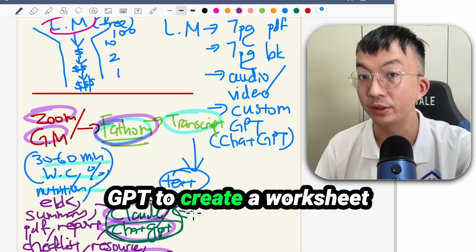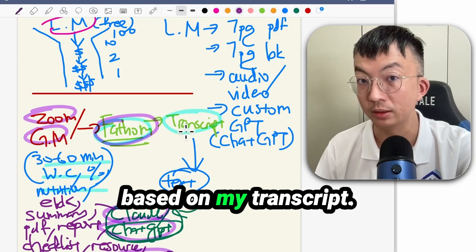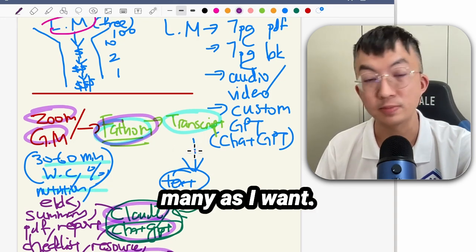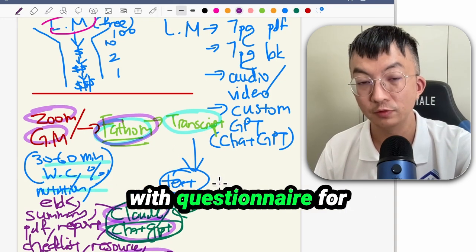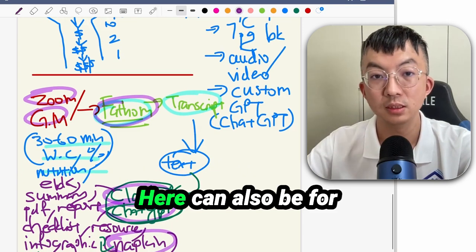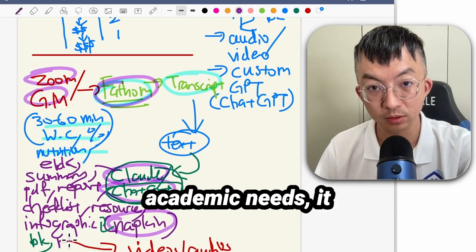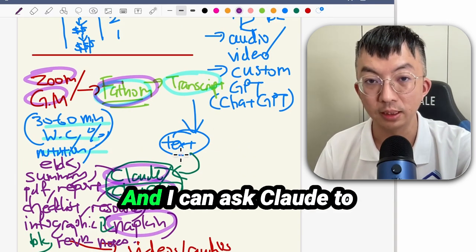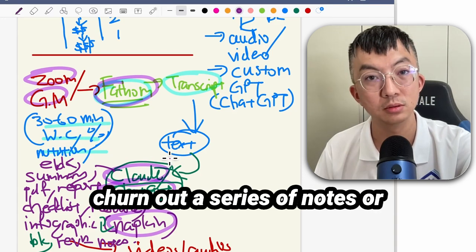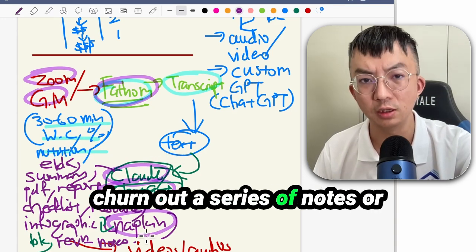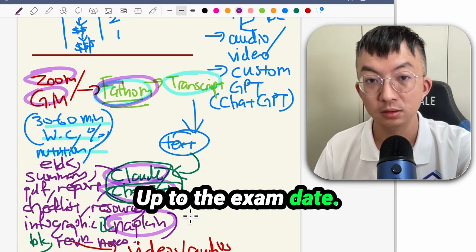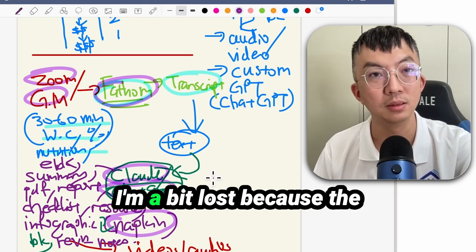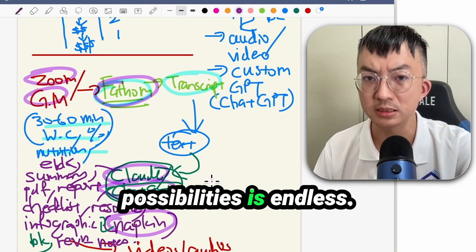and then I can also ask Claude or ChatGPT to create a worksheet based on my transcript. And I can do as many as I want. It can be a quick summary with questionnaire for a one-time revision. Here can also be for academic needs, it can be revision notes. And I can ask Claude to churn out a series of notes or worksheets for 7 days up to the exam date. In fact, you can see that I'm a bit lost because the possibility is endless.